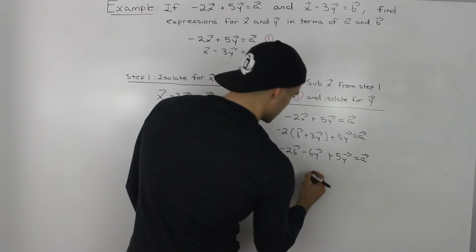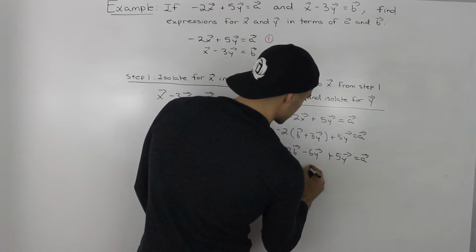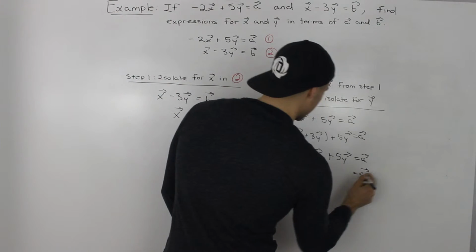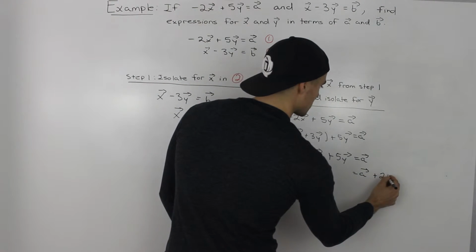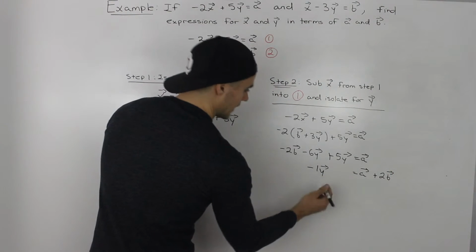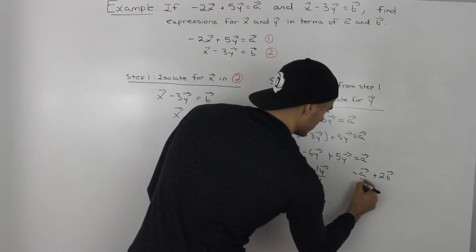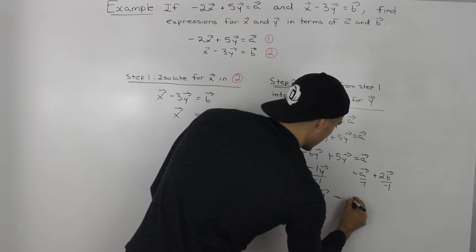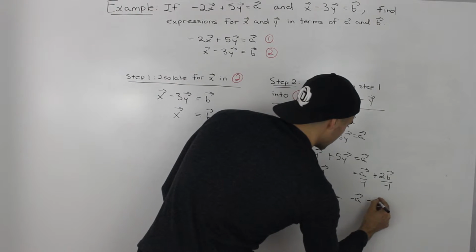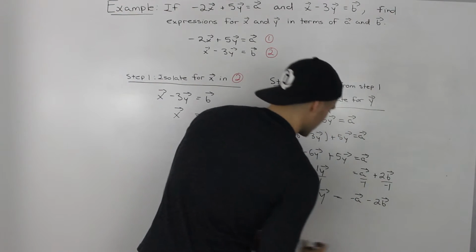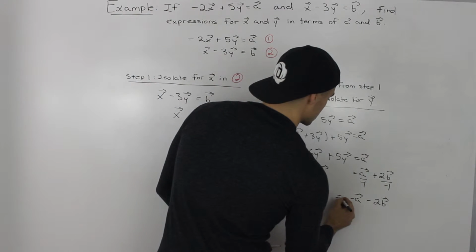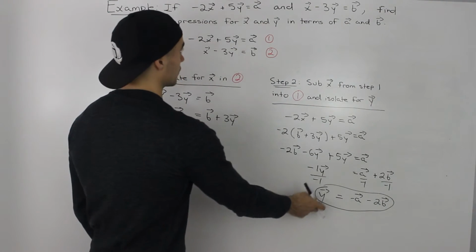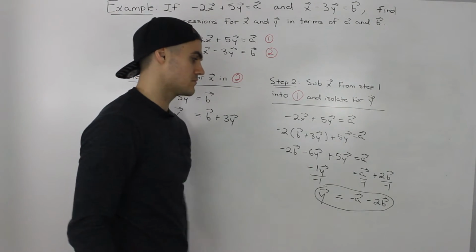Now let's bring this negative 2b over, and then negative 6 plus 5 ends up being negative 1y. And on this side we end up with A plus 2b because we brought it over. And then isolating for y, we would just divide everything by negative 1. So vector y is equal to negative A minus 2b. So we answered part of the question. We got vector y in terms of A and B.